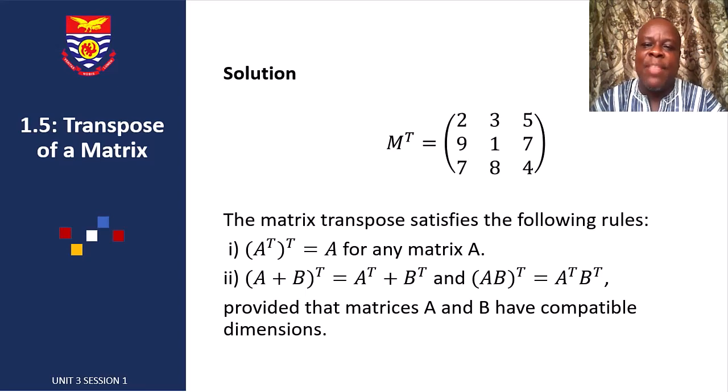The same thing happens with multiplication. You multiply the two matrices, you find the transpose. It's the same as doing the transpose of each of them before multiplying. And remember, the two matrices must have compatible dimensions.